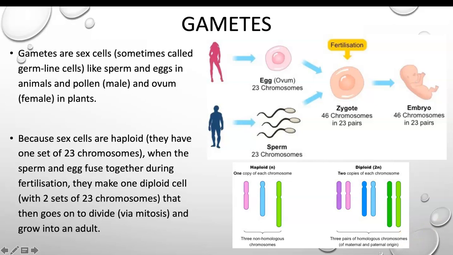Okay, that diploid cell, the zygote, then goes on to divide mitotically, using mitosis, to grow into an embryo, into a baby, into a child, teenager, and adult.